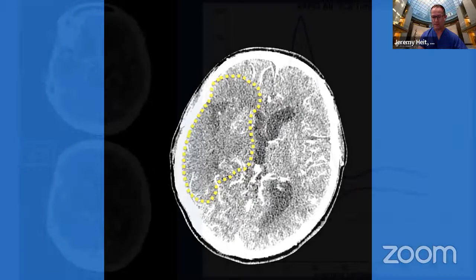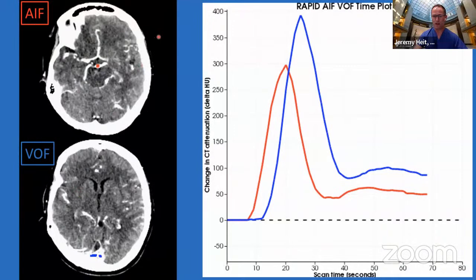So we need to specify a few different key parts of the anatomy to help us process the data and get these perfusion maps. So we need an arterial input function, which is shown here in red. This one has been placed on the basilar apex. And we need a venous outflow site, which has been placed here near the torcula. And by pre-selecting these areas, we can measure the change in density over time as we inject that contrast. And you get a curve that looks like this.